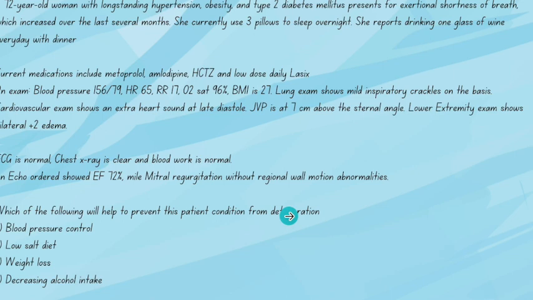Which one of the following will prevent this patient's condition from deterioration? Blood pressure control, low salt diet, weight loss, decreased alcohol intake. We have a 72-year-old woman with long-standing hypertension, obesity, type 2 diabetes. She comes for shortness of breath, which increased over the last several months. So this is chronic. She currently uses 3 pillows to sleep overnight. She reports drinking 1 glass of wine every day with dinner. Current medications include metoprolol, amlodipine, hydrochlorothiazide, and low-dose daily Lasix.